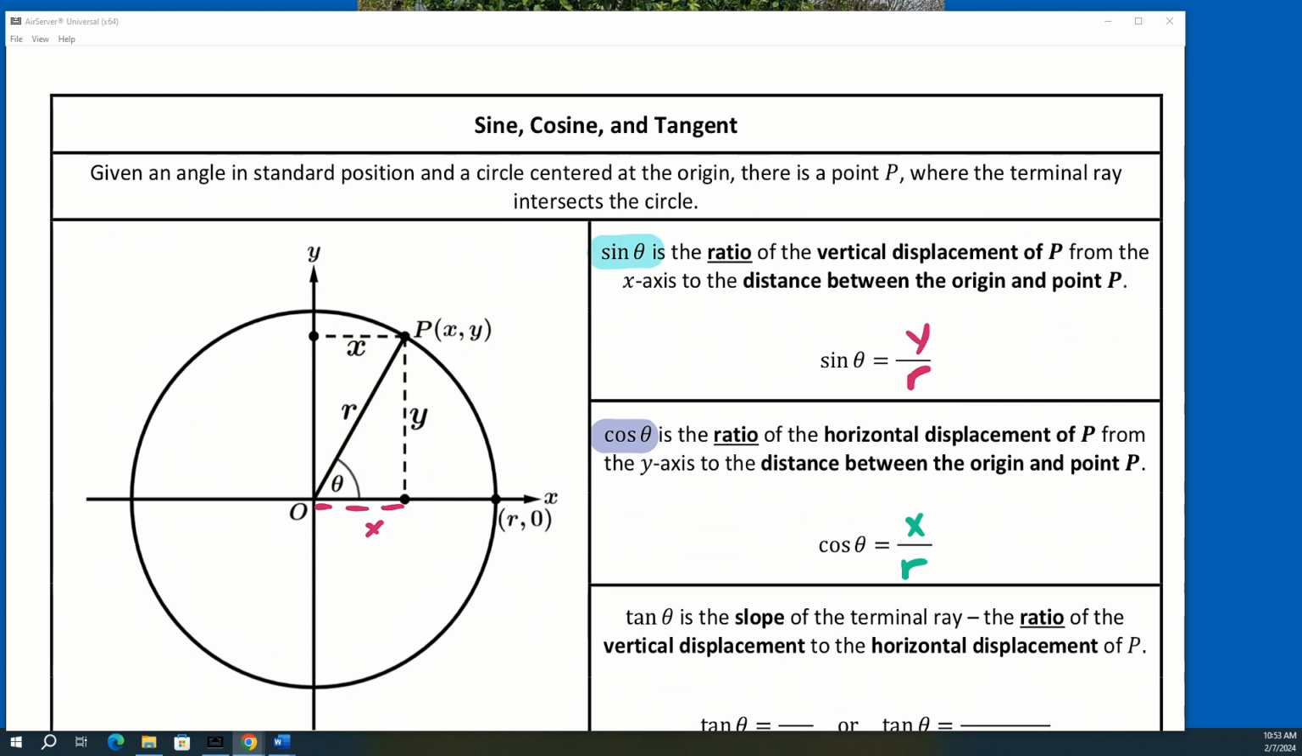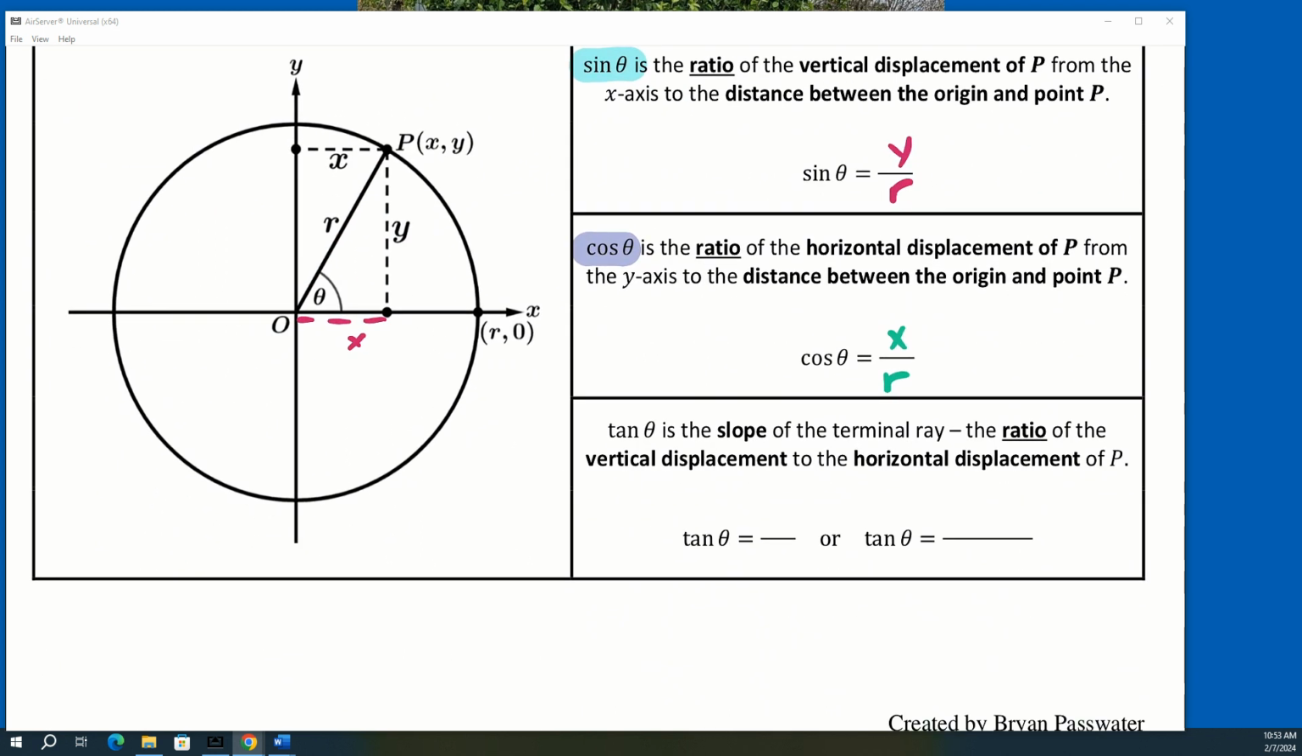All right, and then whenever we are talking about tangents, it is the ratio of the vertical displacement to the horizontal displacement. They also call it the slope. So the slope, if you guys remember, is the change in y over the change in x, which is the vertical displacement over the horizontal displacement. So that's kind of cool. So this is going to be y over x.